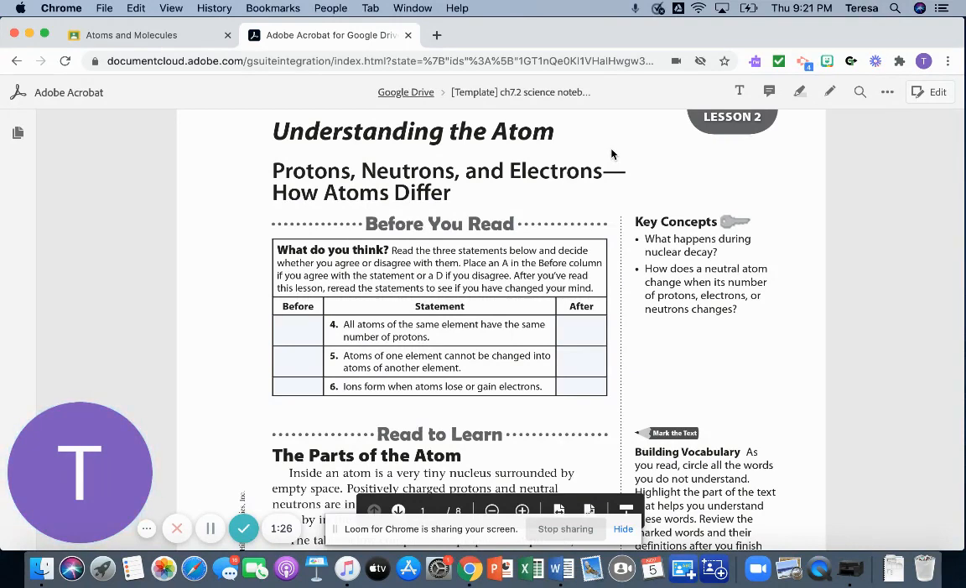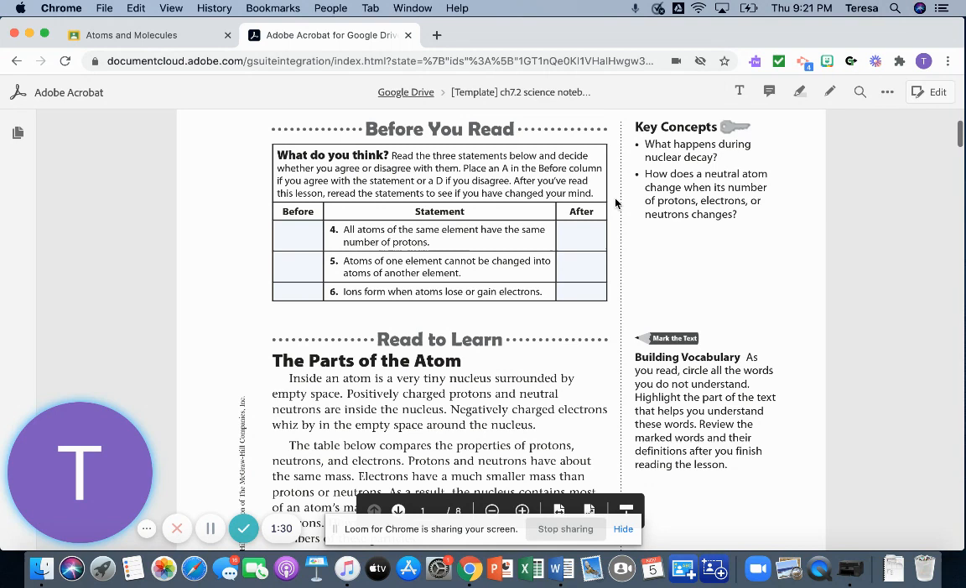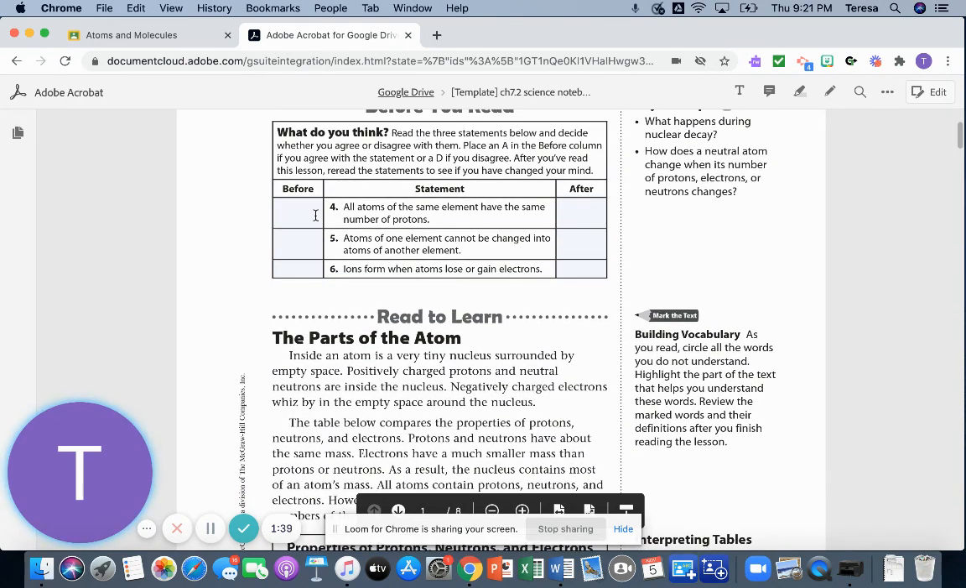So protons, neutrons, and electrons, how atoms differ. You guys are going to start off with, what do you think? There are three statements, and you need to say if you agree or disagree with each of them. You're just going to put an A or a D in each of these boxes. So I click on the box and decide agree, or maybe I disagree. Put whatever letter you think in that box ahead of the statement.